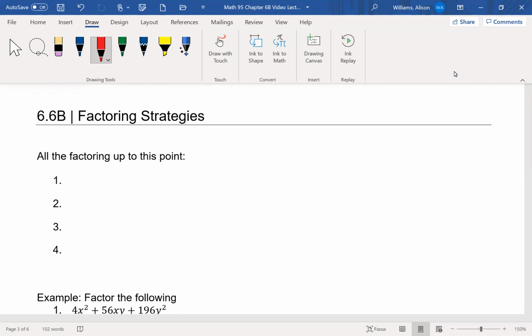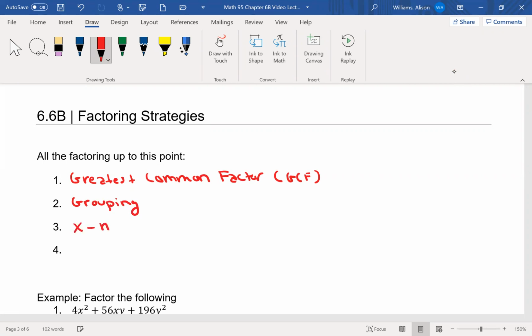The first technique we learned was greatest common factor, also known as the GCF. And then we talked about factor by grouping. Then we discussed the X method. And then technically we discussed perfect square trinomials, but we used the X method on perfect square trinomials. So the last method we learned was difference of squares.